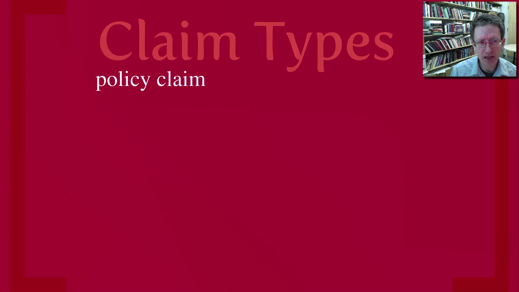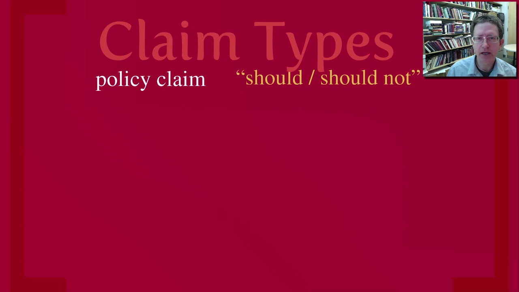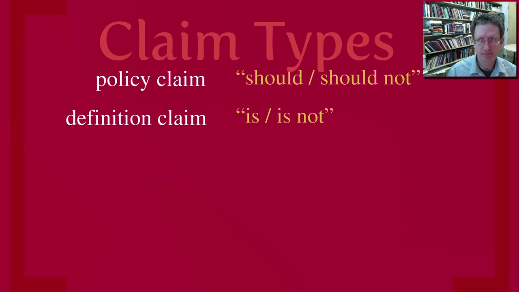Five different claim types. The first of these is a policy claim. That is characterized by some kind of statement like should or should not. And I'll show you examples here. The second is a definition claim. And that is characterized by declaration of what something is or is not.